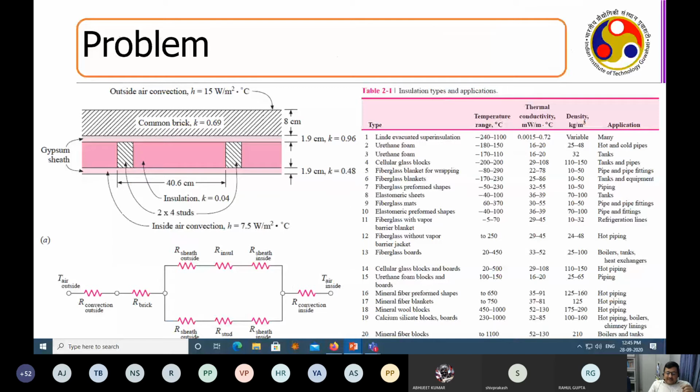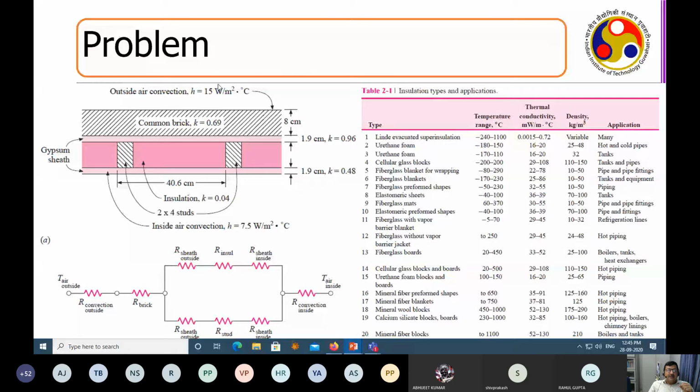Now, once we understand convection and conduction together, suppose you have a furnace, this is outside air, then you have a common brick, and then you have a gypsum sheet. These are the sheets, but then in the middle you have got what? You have these to be as an insulation. These are the studs, okay, and this is inside air convection, and this is outside.